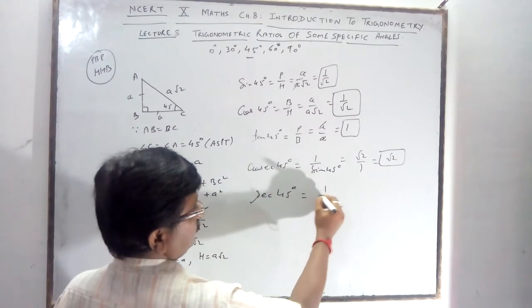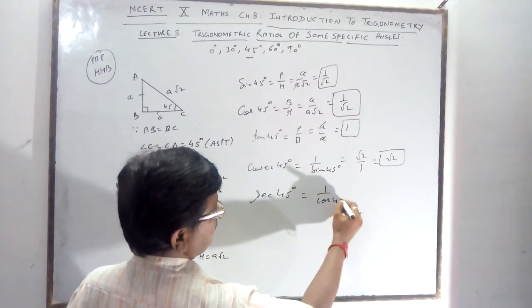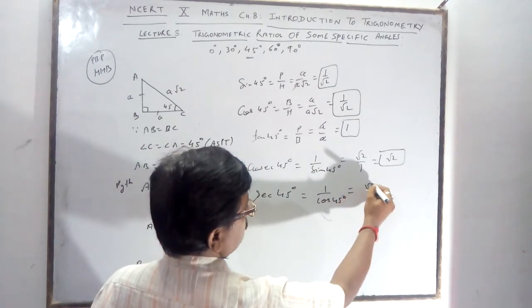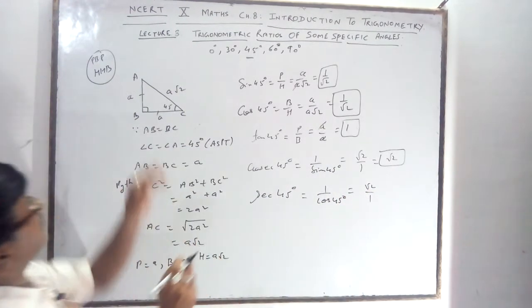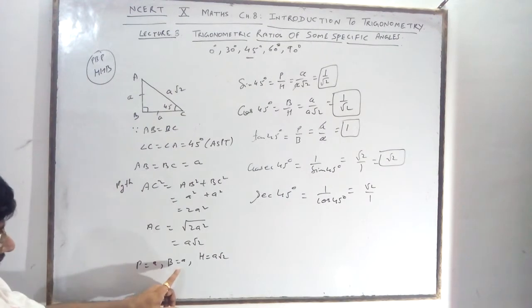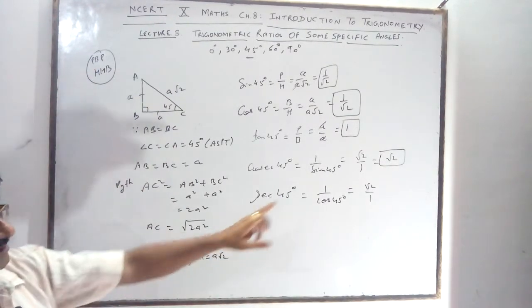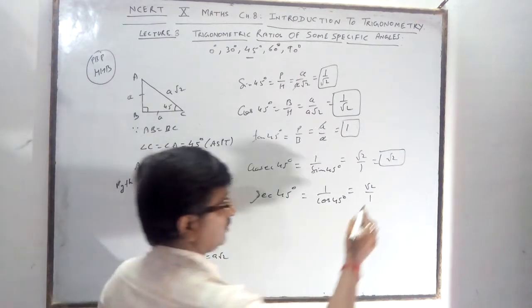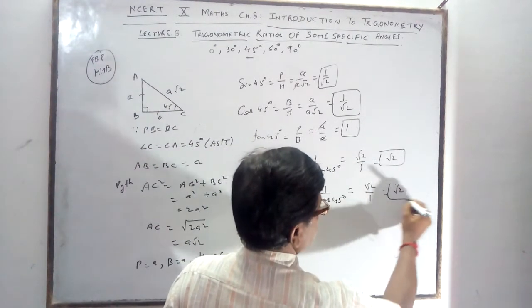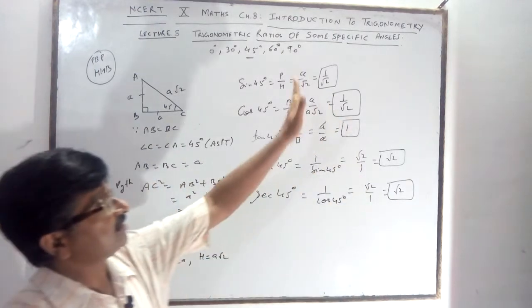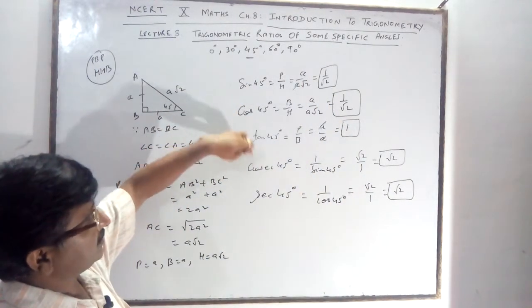Sec 45 is 1 upon cos 45 degree, so root 2 by 1 again. Or you can write h by b, which is root 2 a by a, cancel, you will get root 2. It depends on you what you want. So very simply you can get all the 6 values.